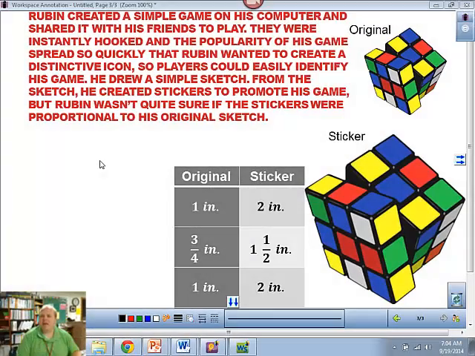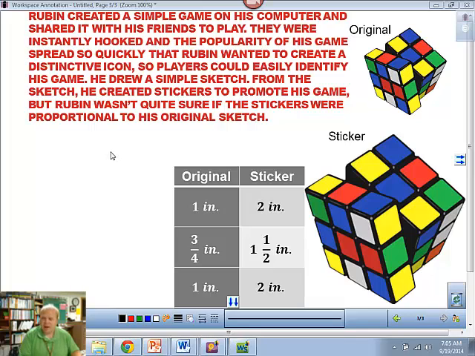Ruben has created a simple game on his computer and shared it with his friends to play. They were instantly hooked, and the popularity of this game spread so quickly that Ruben wanted to create a distinctive icon so the players could easily identify his game. He drew a simple sketch, and then from that sketch he created stickers to help promote his game. But Ruben wasn't sure if the stickers were proportional to his original sketch or not.